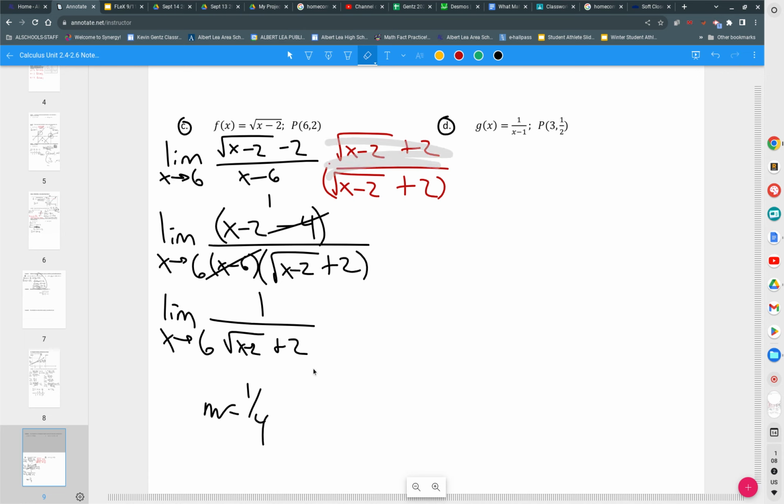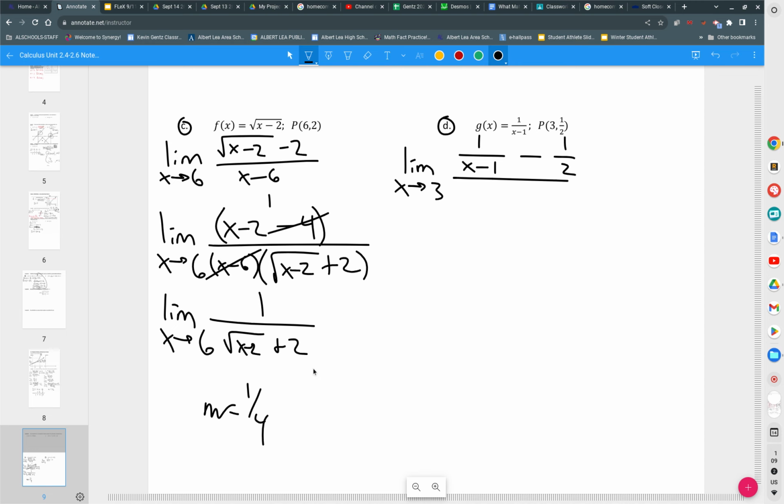Last one. I've got 1 over x minus 1, I've got 3 and 1/2. Oh boy. Let's try it. The limit as x goes to 3 of 1 over x minus 1, minus 1/2, all over x minus 3. Okay, complex fraction. What are we going to do? Common denominator, so I'll multiply the top and bottom by 2 and top and bottom by x minus 1.